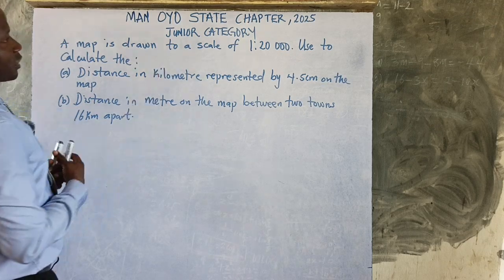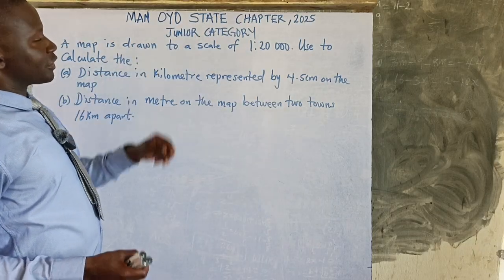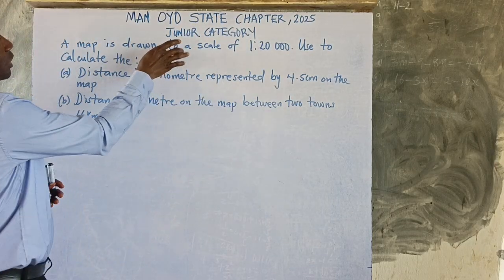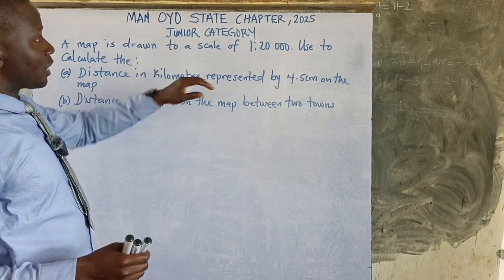So learners, we have this question to solve. That is the Oyo State Chapter 2025 Junior Category. This is one of the questions students were given. The students that participated in that competition were given this question in the junior category.